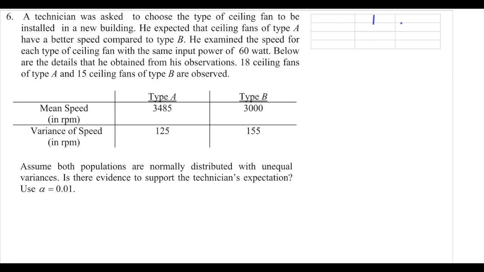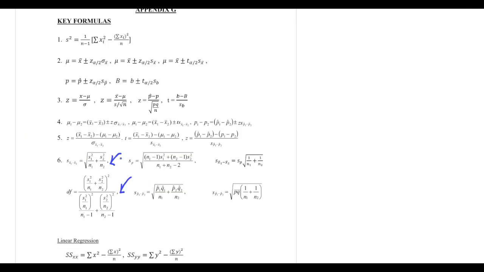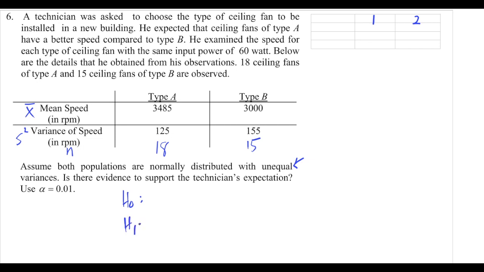So you have two types of ceiling fans, and you're given the X bar and S square. So NA is 18 and NB is 15. Assume both populations are normally distributed with unequal variance. So you're not given the value of the population variance. In this case, the formula that we'll be using is the complicated degrees of freedom formula, the one here, this one here, and the null and alternative.